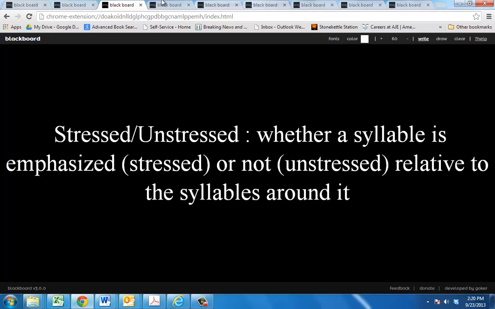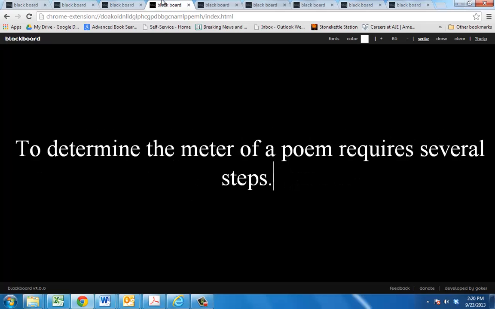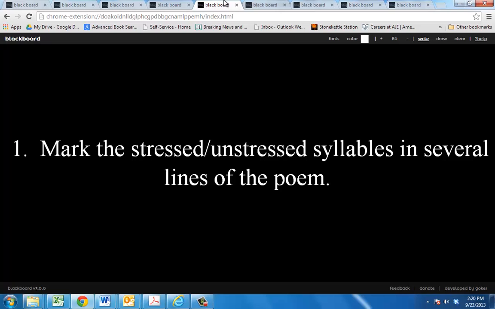So we've got these names. And one of the things that you'll be asked to do in a poetry class like this one is to analyze the poetic meter of a poem. To figure out the poetic meter of a poem takes a number of steps, and I'm going to walk you through these. The first step is to take several lines of the poem and mark the stressed and unstressed syllables in them. Why several lines of a poem? Well, there are a couple of reasons.